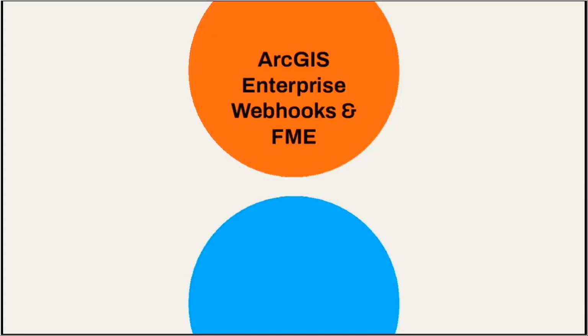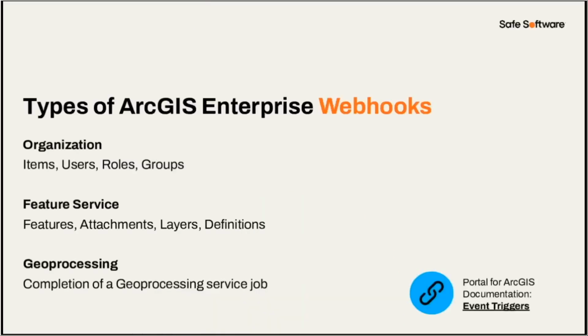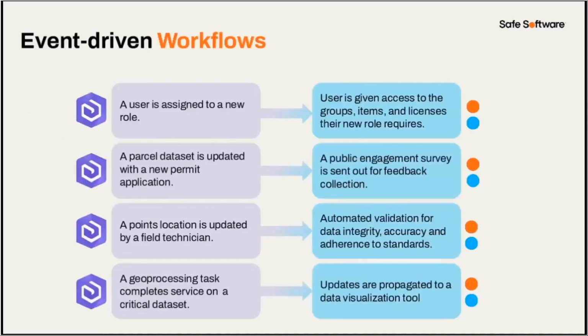So how do webhooks relate to ArcGIS Enterprise and FME? ArcGIS Enterprise offers 3 distinct categories of webhooks. The first is organization for monitoring user and item activity. Feature service webhooks for monitoring changes to hosted datasets. And lastly, geoprocessing webhooks that can notify upon the completion of the process in ArcGIS Server. So within each category, we can monitor for many different kinds of events, and a full list is linked on this slide. These are some of the examples that you might use.